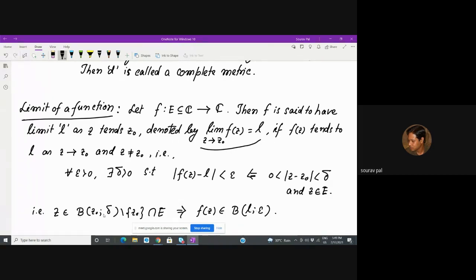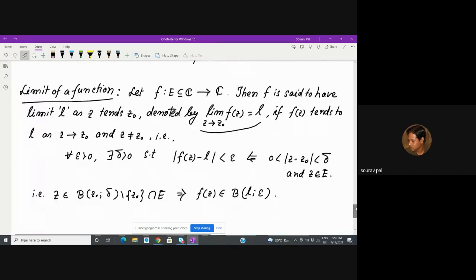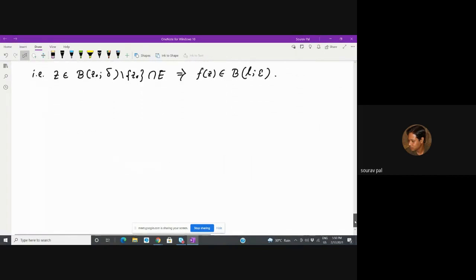When z approaches z naught inside the domain, and z naught may be outside the domain, it does not matter, f(z) will approach L. So this is the fundamental thing, and we shall remember this. We are going to define continuity next. But before that, whenever you are in a metric space, the limit of a function can be characterized by means of sequences. That is what is called the sequential criteria.